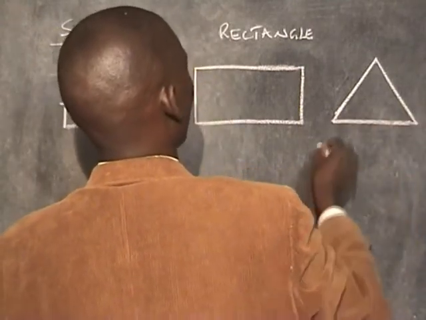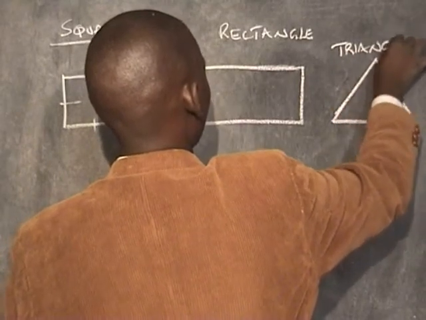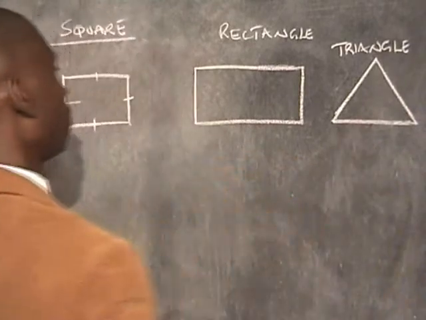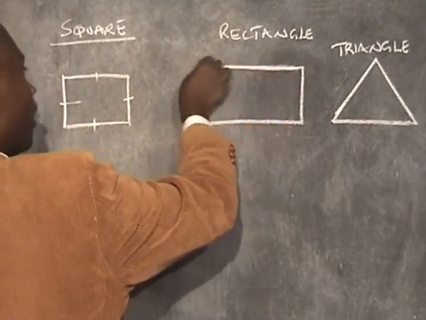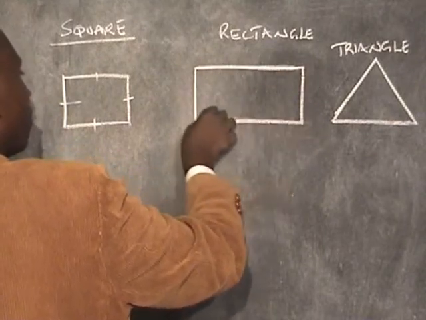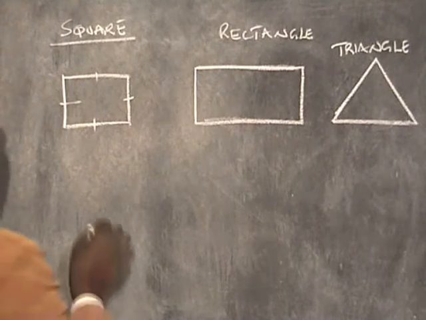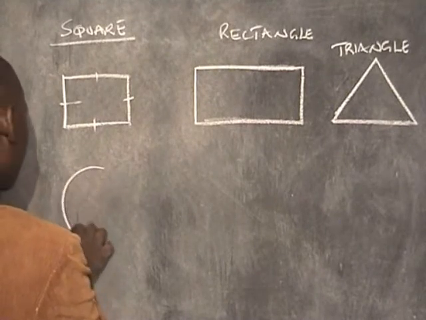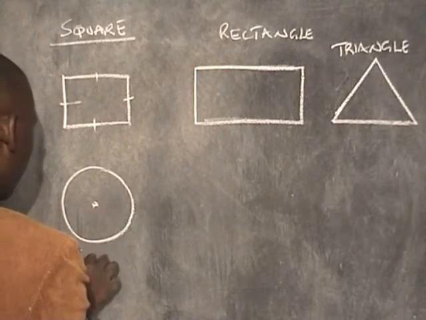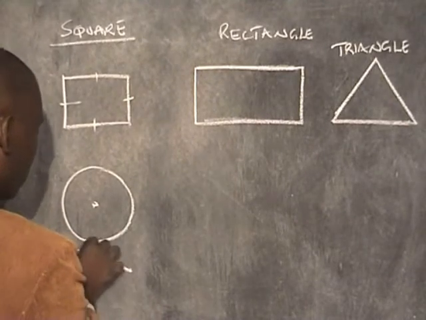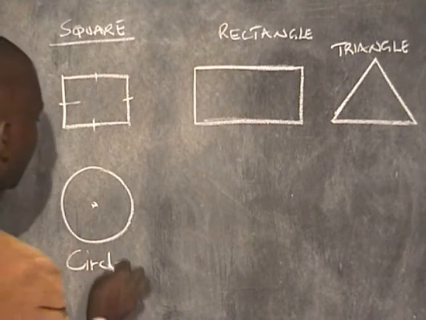This is a triangle. It has three angles and three sides. And for this shape, these two opposite sides are parallel. Apart from being parallel, they are equal. Then after that, let's have another shape with a center there. This is a circle.